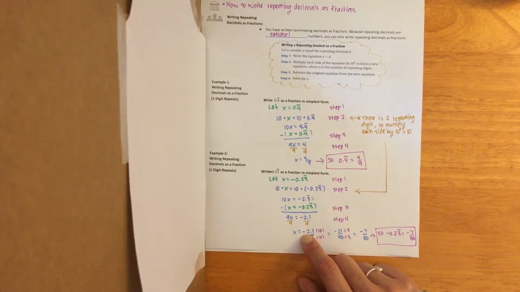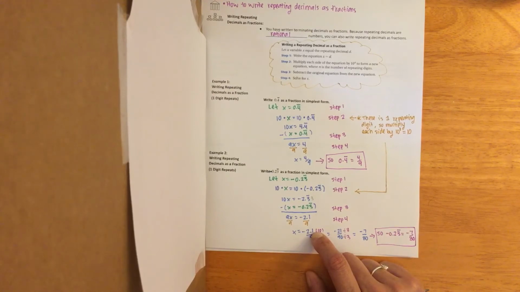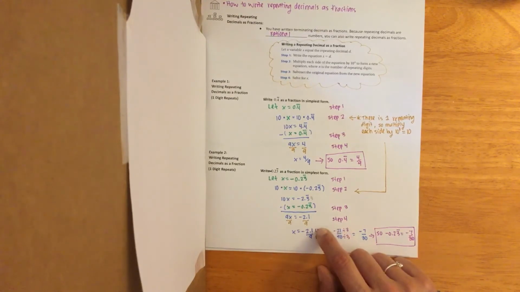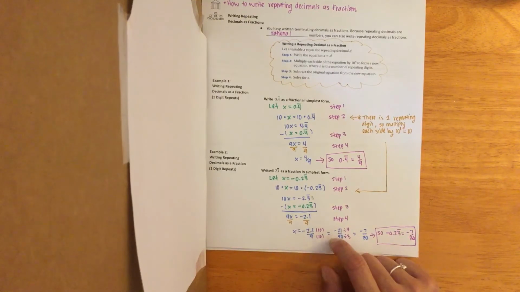I'm going to get rid of this decimal because I don't want a decimal. I want a fraction. The easiest way to do that is to multiply by 10, because I know it's going to cause me to move my decimal place over 1 to the right. So negative 2.1 times 10 is negative 21. But whatever I do to the top, I'm going to do to the bottom too. So 9 times 10 is 90.